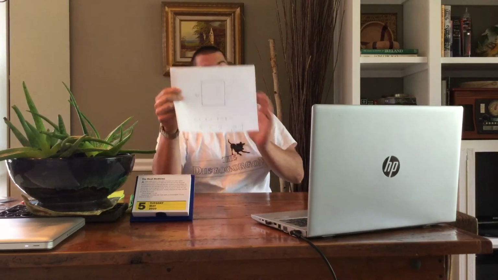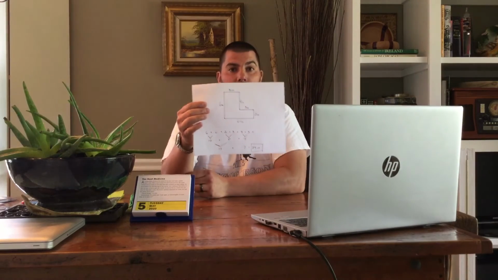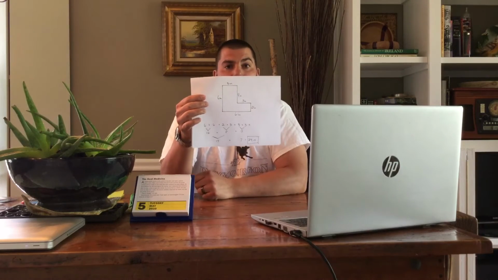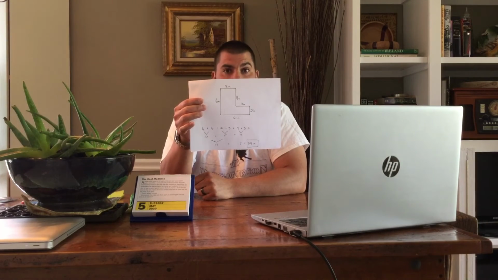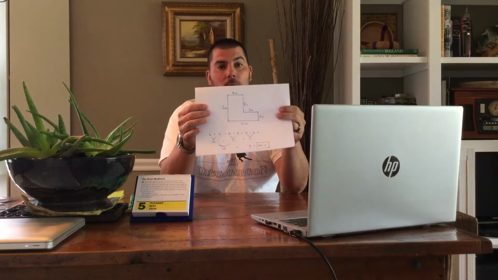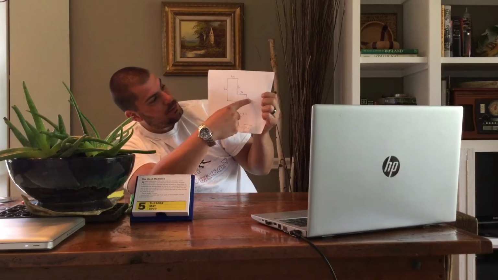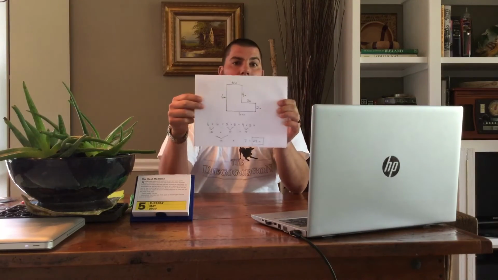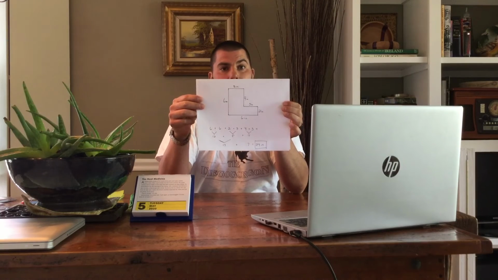Now, what if you had a shape that wasn't a square or a rectangle, but had many different side lengths? Could you still find the perimeter? And the answer is yes. You simply just add up all of the side lengths. And here we do 6 plus 6 plus 2 plus 3 plus 4 plus 1 inches. And when you solve it out, it equals 24 inches as well.